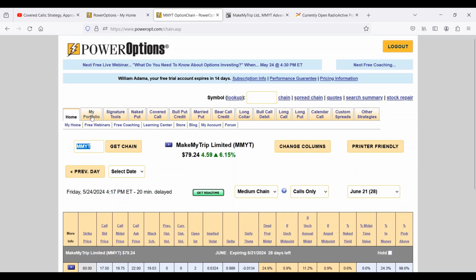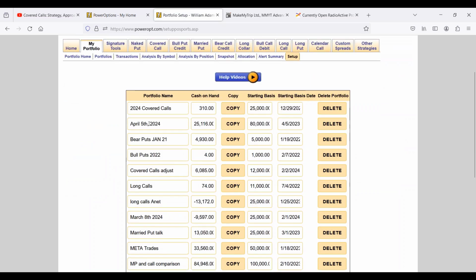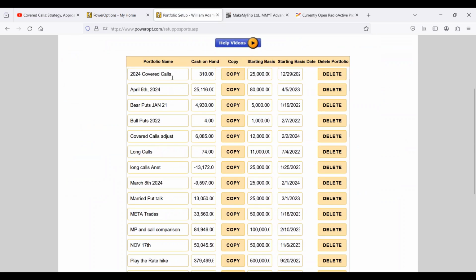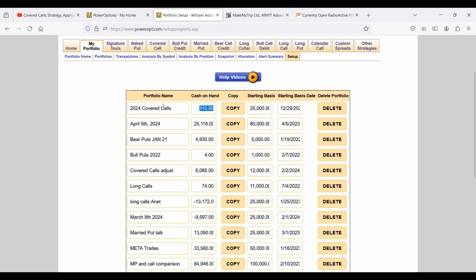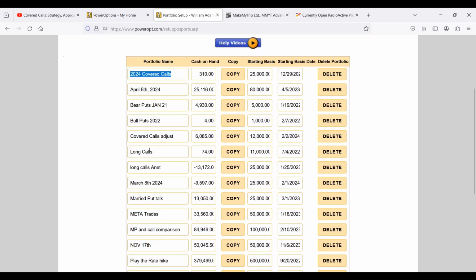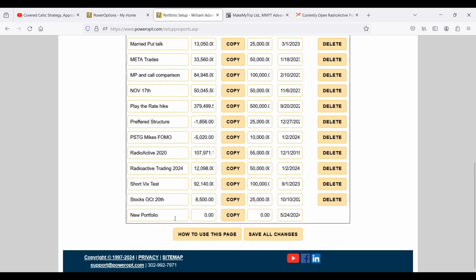First things first, let's go to the portfolio tools. I'm going to go into setup. We only have 310 cash on hand on that account. So we're looking at a 2024 covered call as a comparison to the previous presentation, Joseph. Let's just create a new one. We'll call it just ITM Covered Calls Manage. There we go.